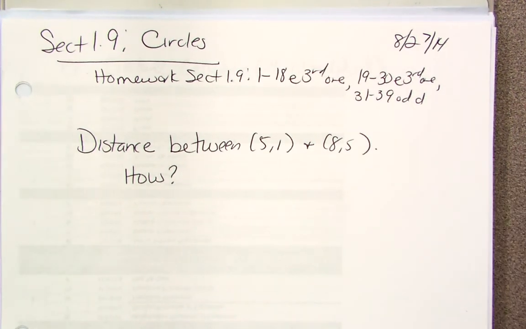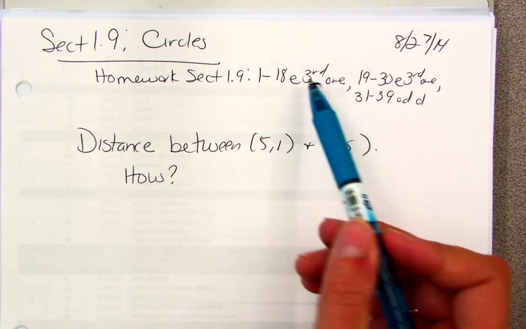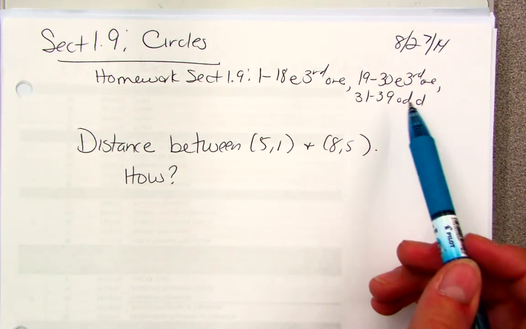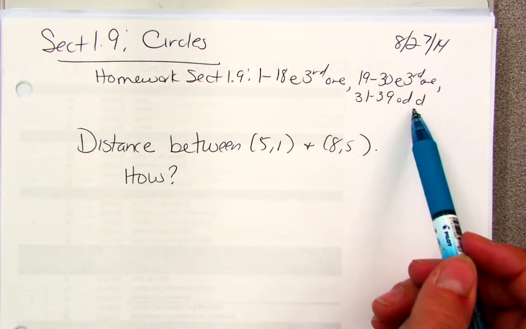Here's your homework. 1.9, 1 through 18, every third one. Then you start with 19, go every third one. Again, it doesn't necessarily end there. That's just that group of problems. Comma, start with 31 to 39 and do the odd ones.